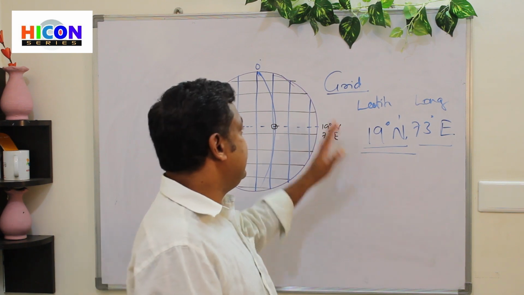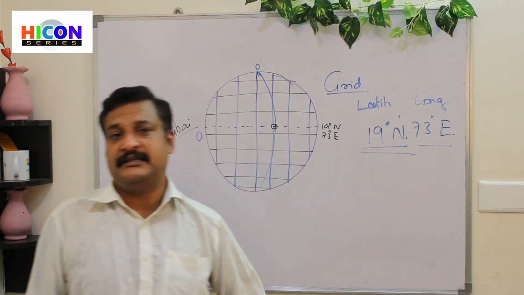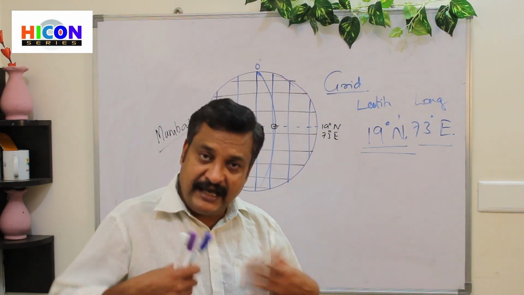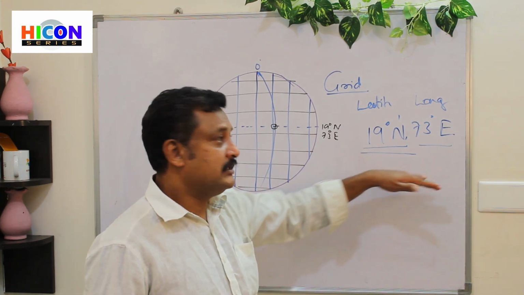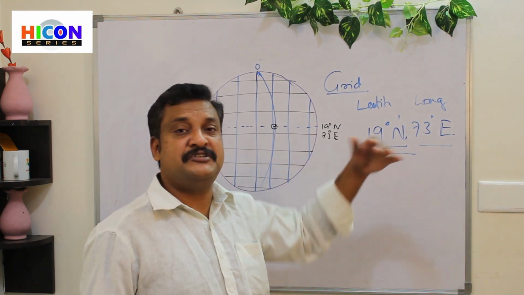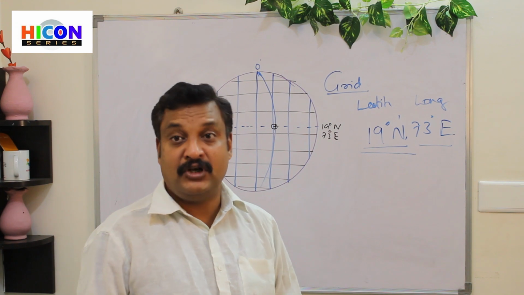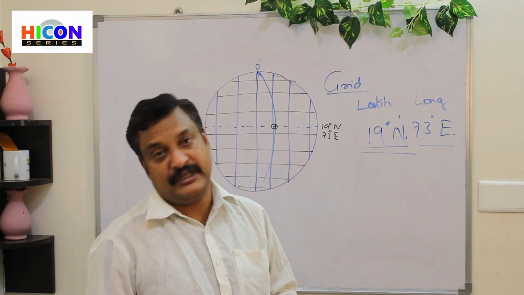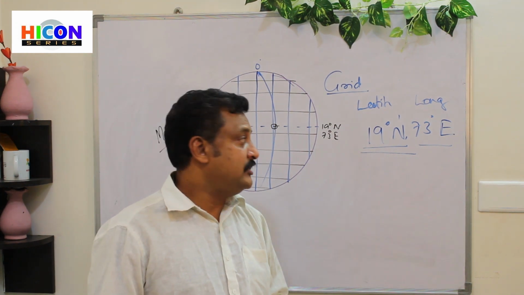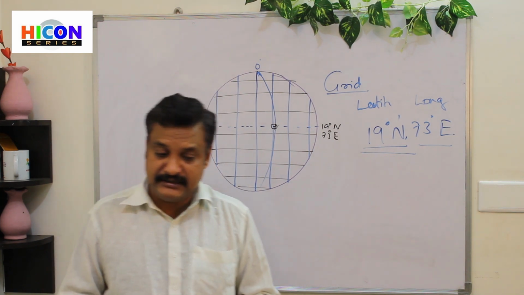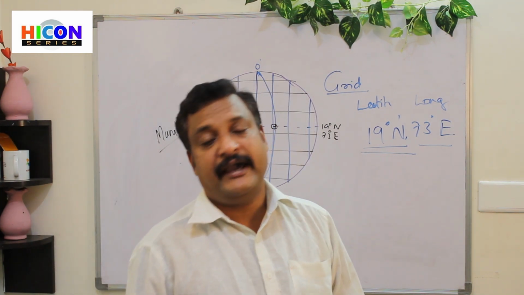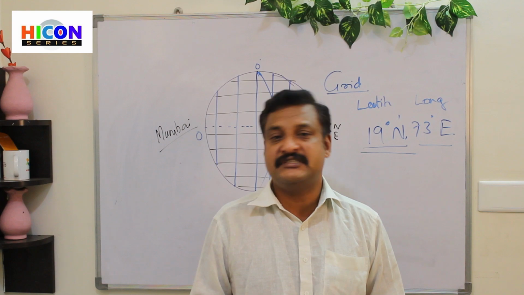So this grid system formed by the latitudes and longitudes helps us easily identify the location of different places. Right? So that is for the lesson part, and in the next class we will deal with the exercises or activities from this lesson. Okay?